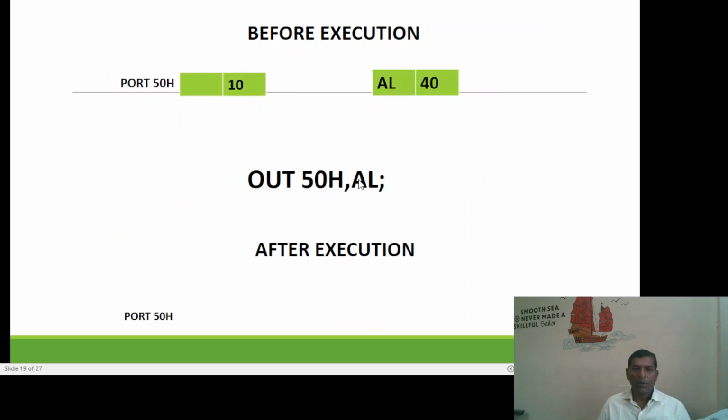With this example, we can understand the port address is 50 and the content at this port address has to be moved. So at this port address, the contents at AL is 40. This 40 has to be moved to AL.